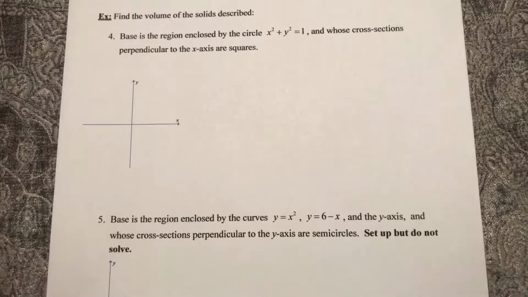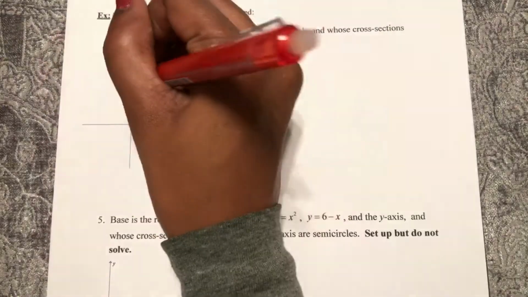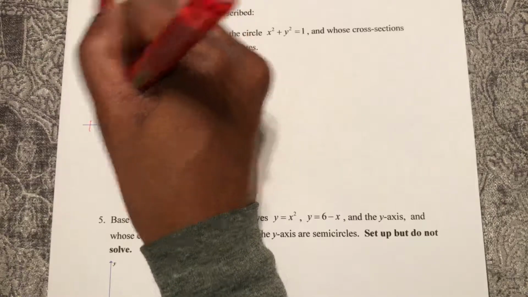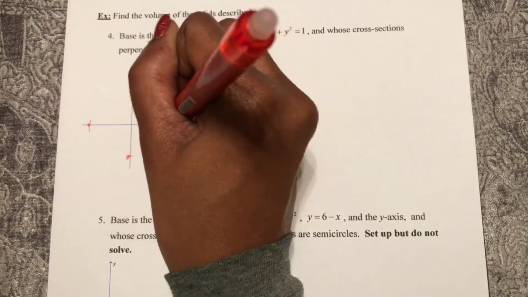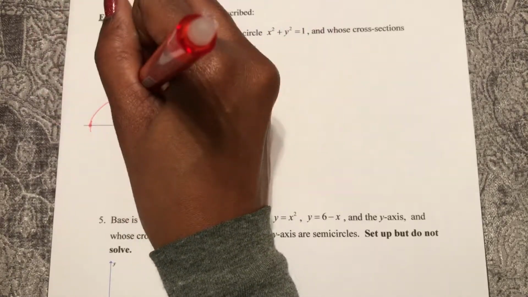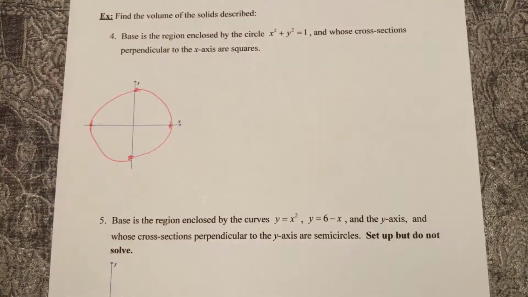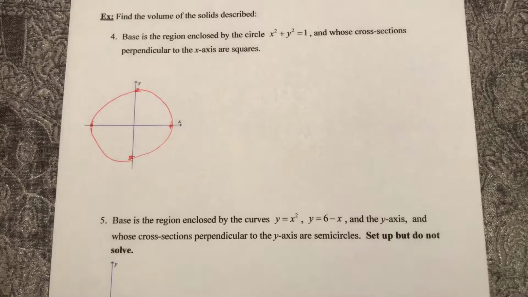So, in example 4, the base of the region is enclosed by the circle x squared plus y squared equals 1. So I could do a quick sketch of that. We have a circular base of radius 1. So they want us to have cross sections perpendicular to the x-axis that are squares.